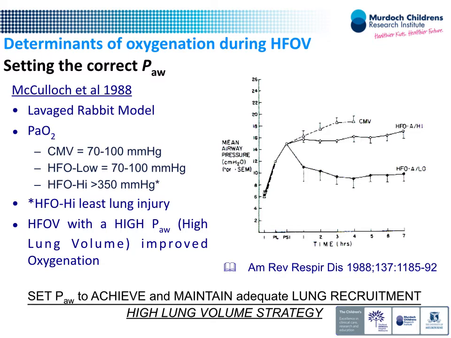So we knew in the 80s that you needed to use high frequency in a way that gave you a high lung volume outcome, not a low lung volume. Mean airway pressure and lung volume are interrelated. As a general rule, if you want lung volume, you need to apply enough pressure to get that lung volume. And the conclusion from this, practically at the bedside, is that we need to set our mean to achieve and then maintain lung volume recruitment.